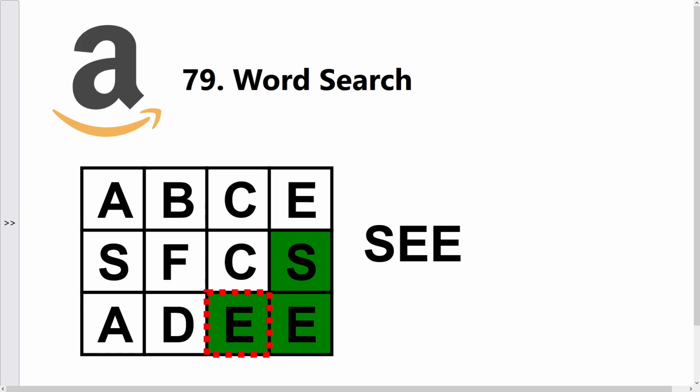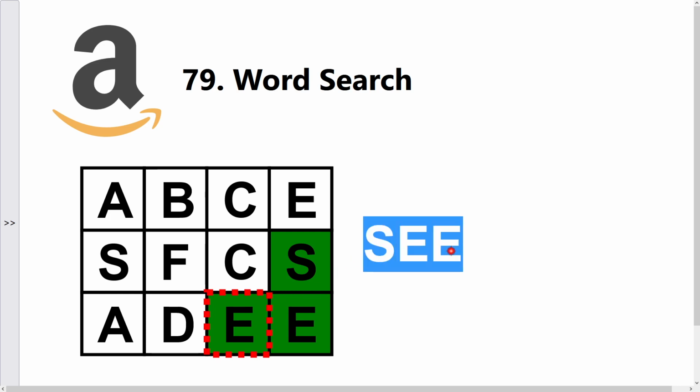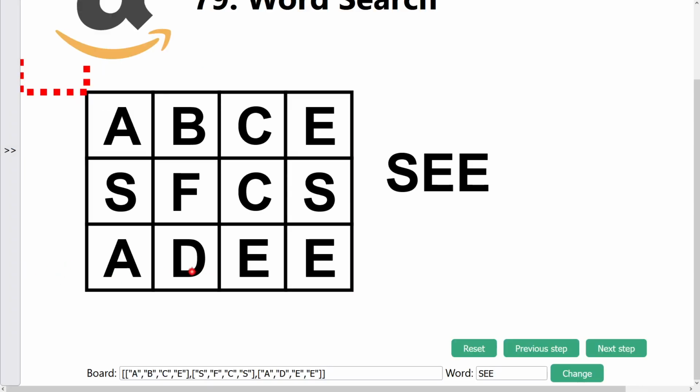Hi everyone, let's look at LeetCode Daily 79, Word Search. In this problem, we are given a matrix called board. In the board, there are characters in each cell. We are looking for a path in the board which will form a word that is equal to the word given by the problem. This is a typical DFS problem.